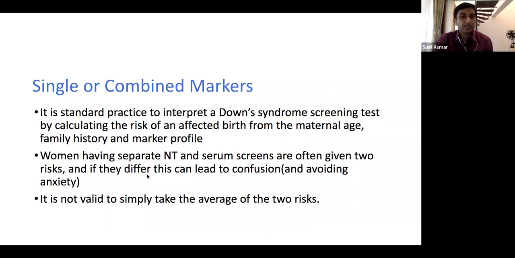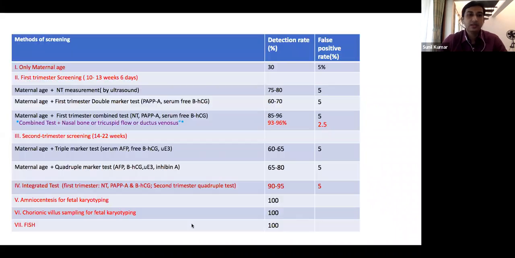It is standard practice to interpret a Down syndrome screening test by calculating the risk of an affected birth from the maternal age, family history, and marker profile. Women having separate NT and serum screens are often given 2 risks, and if they differ, this can lead to confusion and avoidable anxiety. It is not valid to simply take the average of the 2 risks. So only 1 risk has to be given.